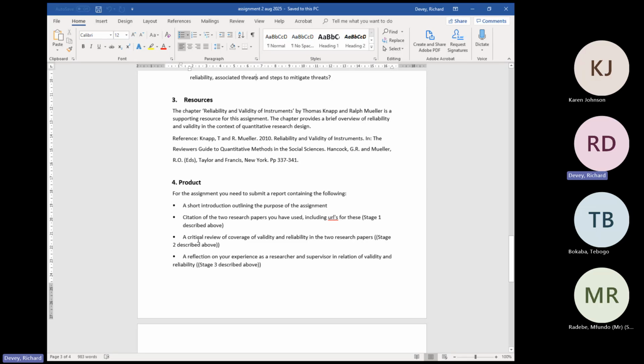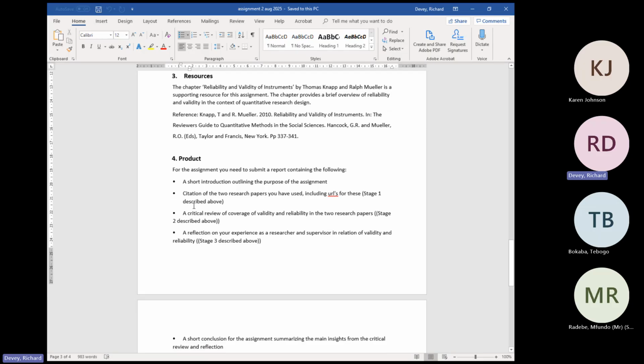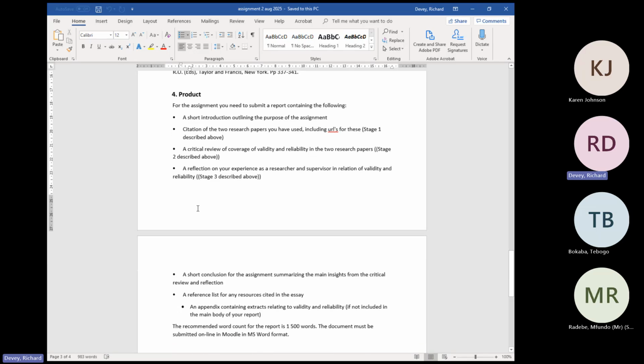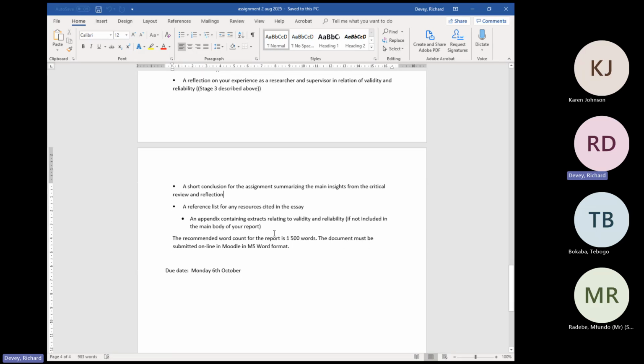So you need to produce a short report, which has an introduction, the citation of the 2 research papers, a critical review of the coverage of validity and reliability in the 2 papers, a reflection on your experience as a researcher and supervisor in relation to validity and reliability, and then a short conclusion summarizing the main insights from your critical review and reflection, and a reference list. And I think the due date is Monday, the 6th of October. Just check that date. I think it's correct.